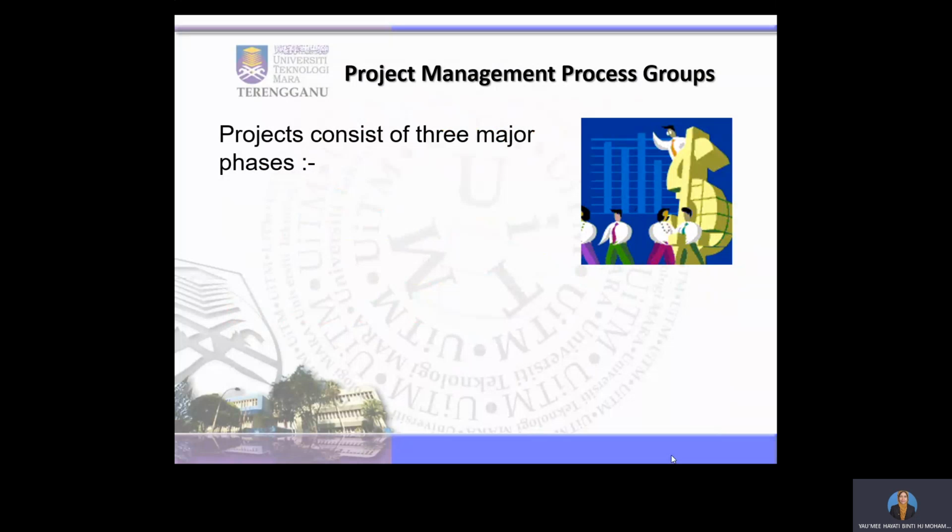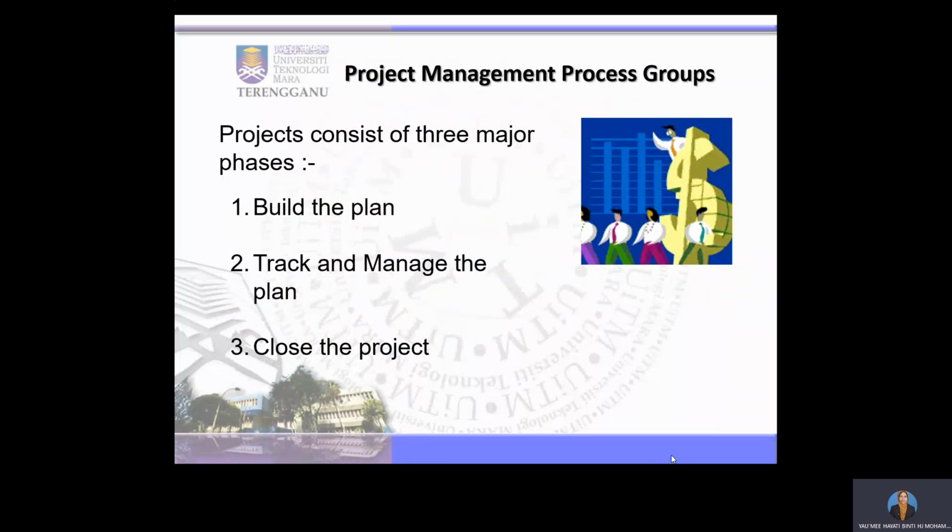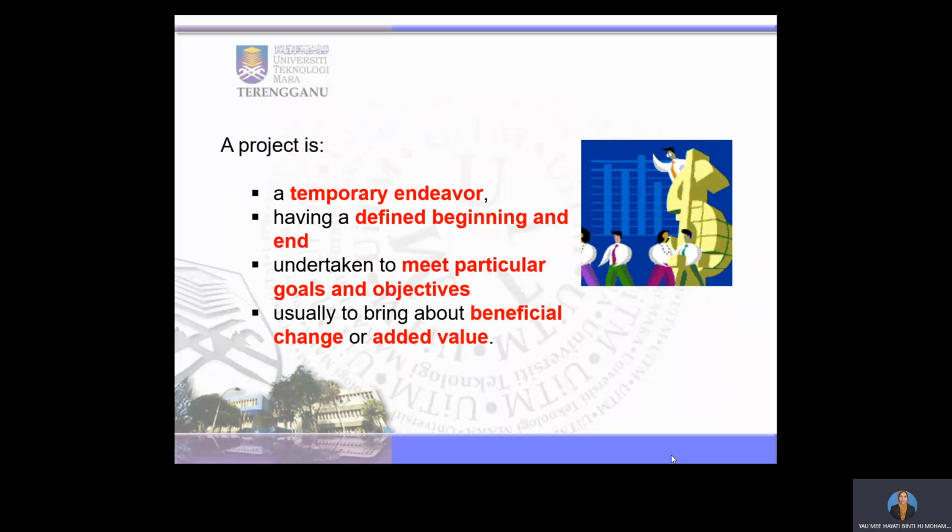A project consists of three major phases, which are build the plan, track and manage the plan, and close the project. What does a project itself mean? A project is a temporary endeavor. It has a defined beginning and end. It's undertaken to meet particular goals and objectives. It is usually to bring about beneficial change or added value.